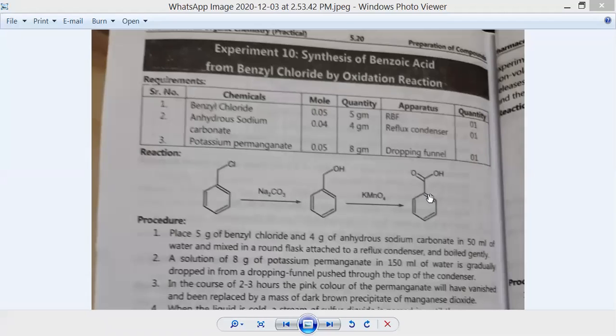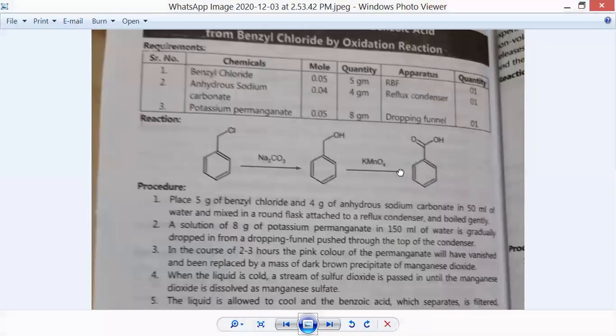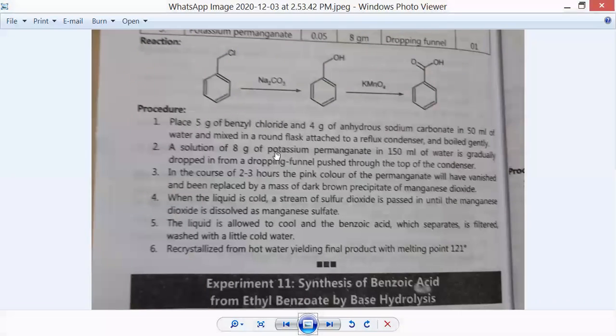Now we know that in the oxidation of alcohol, it is first converted into an aldehyde, and then the aldehyde is converted into an acid. This is a series of reactions. We know that alcohols are first converted into aldehydes, and then into acids. So in this manner, via this reaction mechanism, benzoyl chloride is converted into benzoic acid. So what is the procedure involved in this particular synthesis?